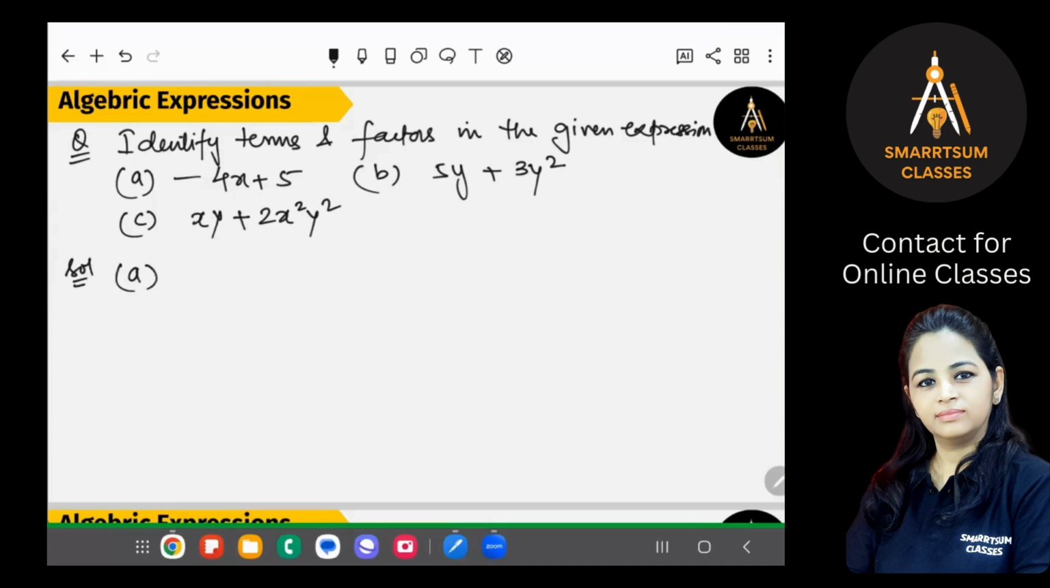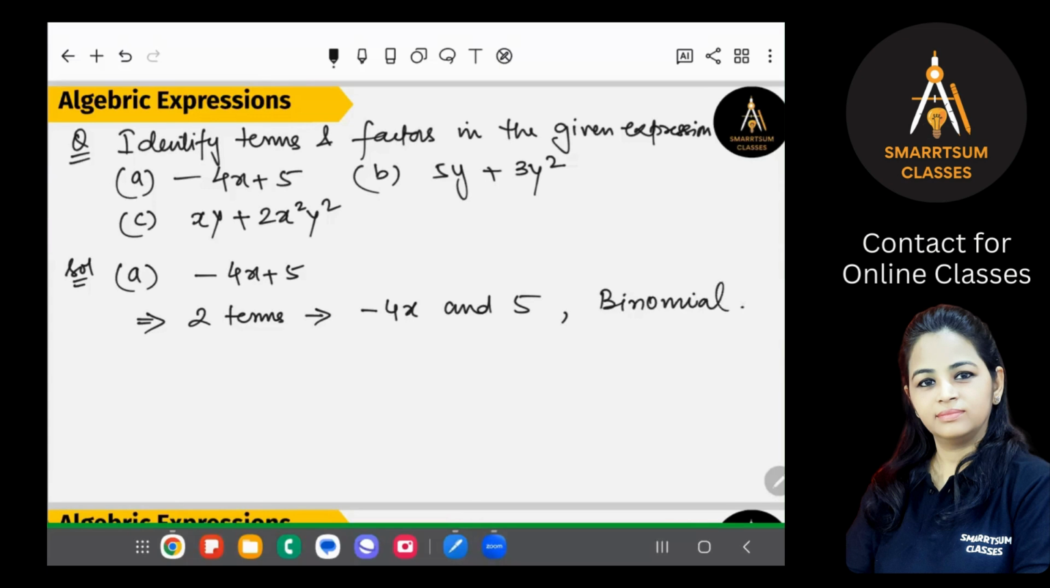Now look at question A. Minus 4x plus 5. So how many terms are there within this? Two terms. So you can say there are two terms, and what are these two terms? Minus 4x and 5. So minus 4x and 5 are the two terms in this algebraic expression. So what type of algebraic expression is this? This is a binomial algebraic expression because it is containing two terms.